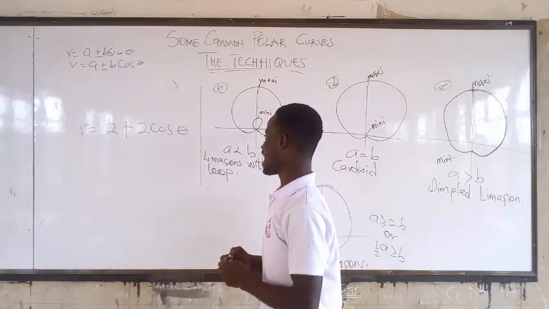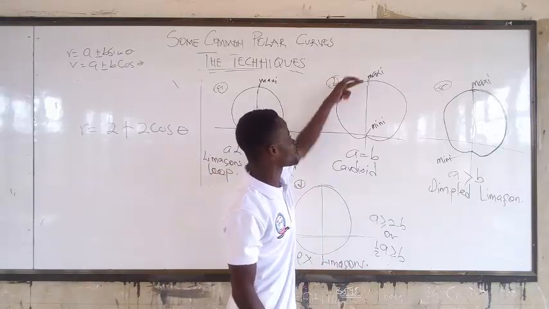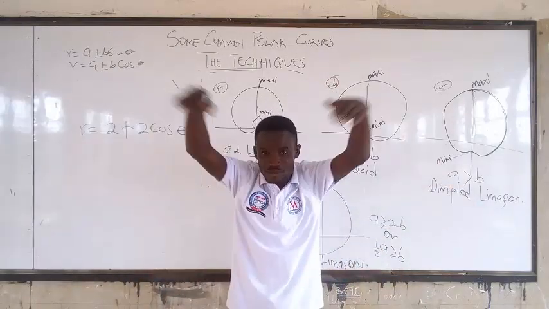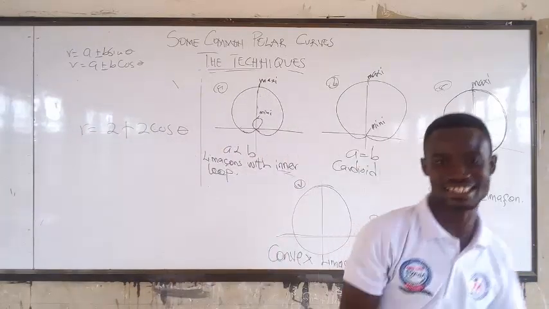I love it. And the maximum is going to be a plus b. That means that here is going to be 4. So the enlargement of it is going to be 4. Wow. See you for the last technique.